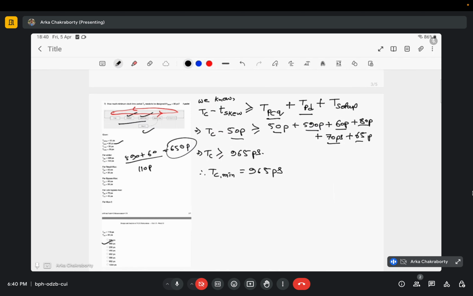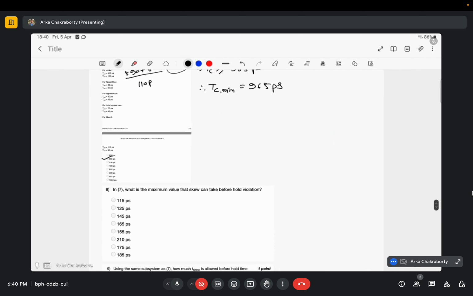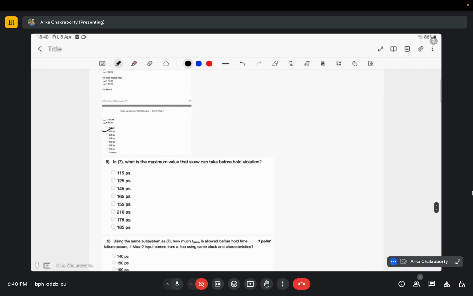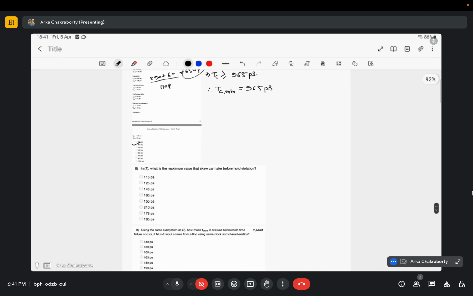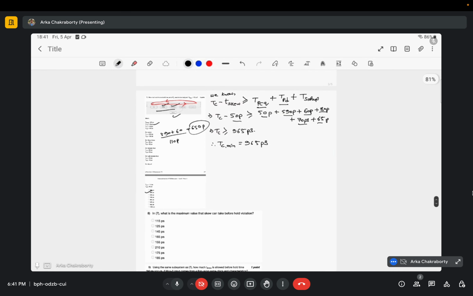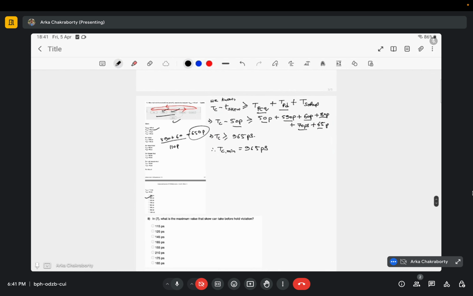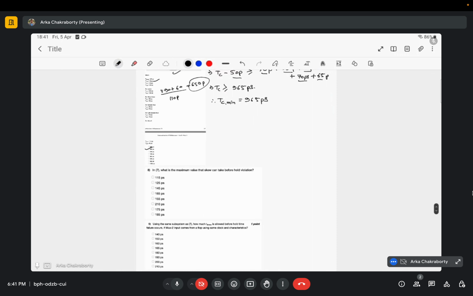So if it's clear, we can move on to the next question. Question number 8. Okay, so question number 8 is, in question number 7, what is the maximum value that skew can take before hold violation? Fine. Okay, now let us look into it in detail.